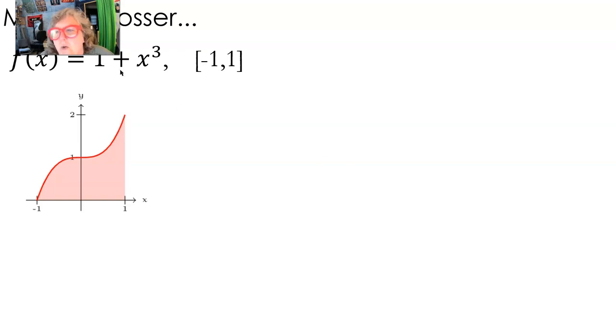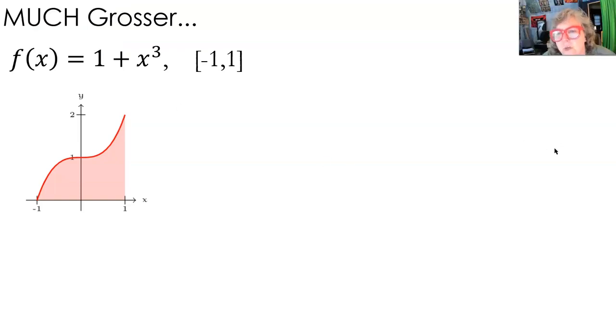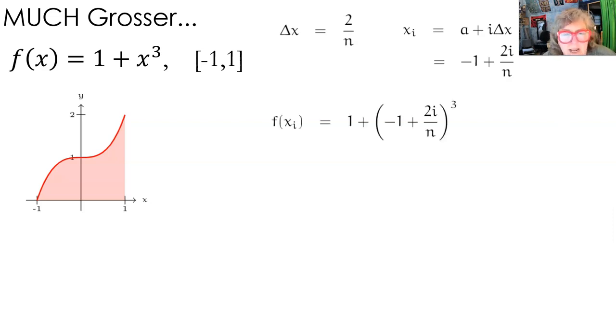Let's try a grosser example. Suppose I have 1 plus x cubed and the interval is negative 1 to 1. The width of my interval is 2, so my delta x is 2 over n. My xi is a plus i delta x still, but this time my a is negative 1. So my xi is negative 1 plus 2i over n, which means my f of xi is 1 plus that gross stuff cubed, which I will simplify off screen and it gives me this.